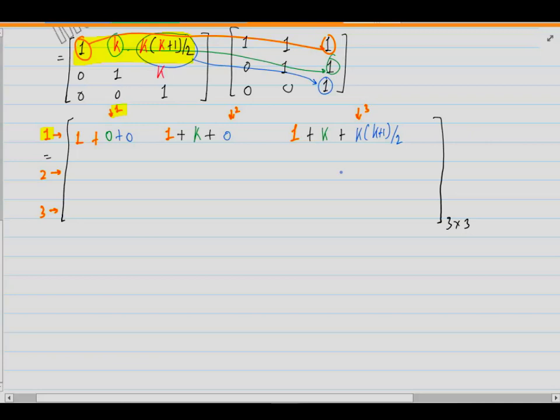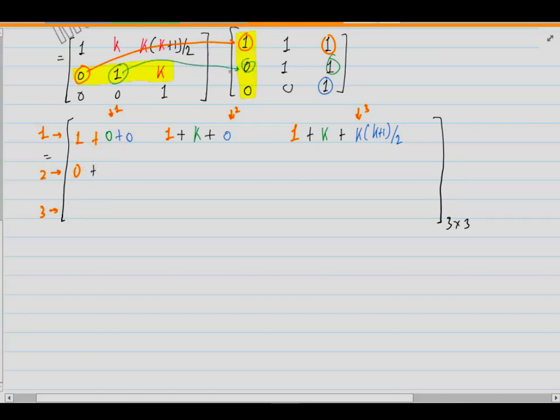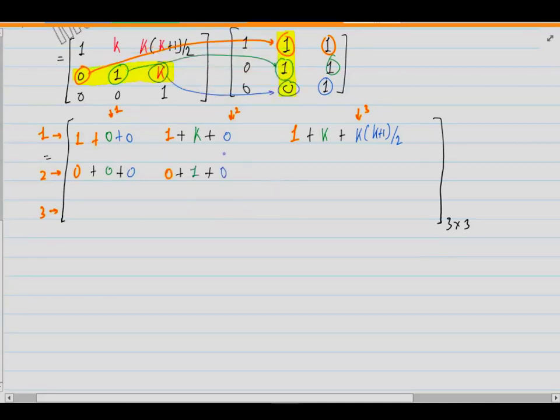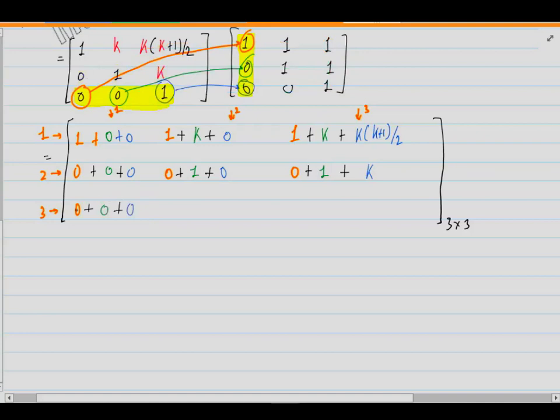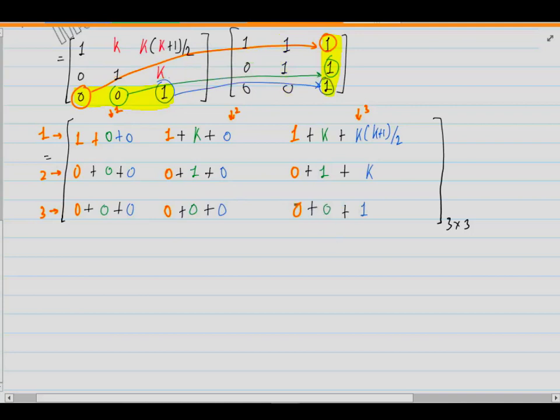Now let's move to the second row's first term, which can be obtained from multiplying the second row and first column. So 0 into 1 will give us 0, plus 1 into 0 will give us again 0, plus k into 0 will give us 0. Similarly, the next two terms will be 0 plus 1 plus 0 and 0 plus 1 plus k, and the last row will be 0, 0, 1, right?